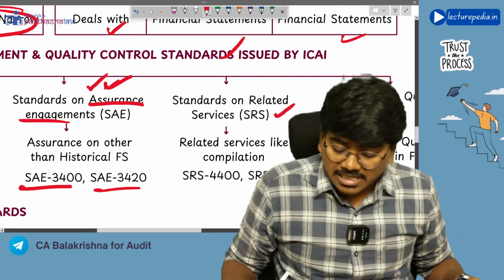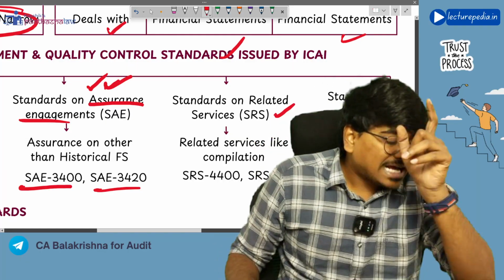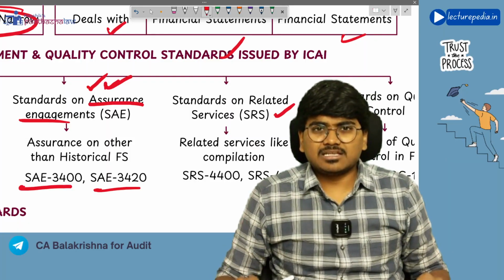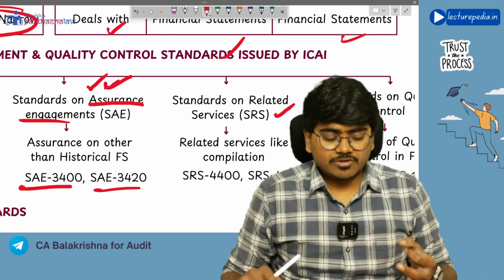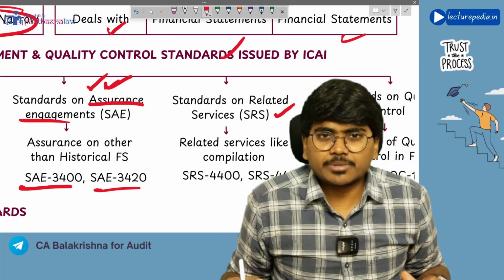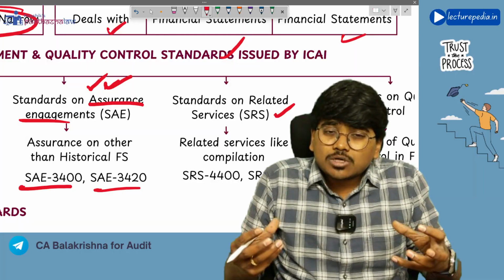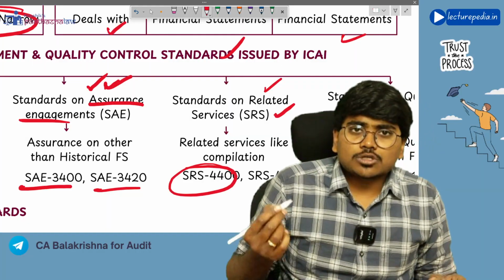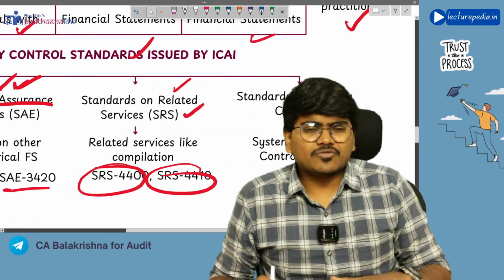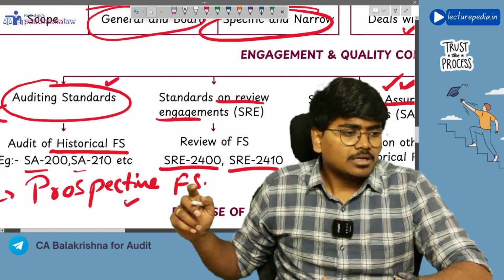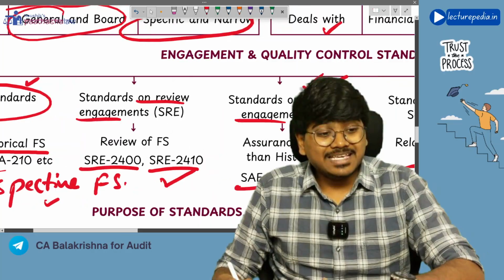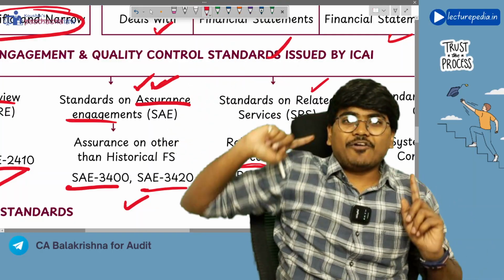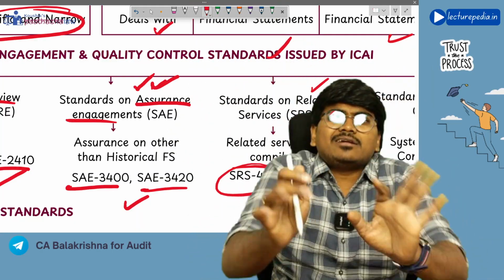Next, standard on related services. See, apart from accepting the assurance engagement, the auditor will also accept related services like consultancy services or income tax return preparation services or compilation of financial statements. All these the auditor will also accept. So in those situations, standard on related services should be applied. SRS 4400, SRS 4014, these are some of the examples. Basically, all these standards are there. This SRE series, SAE series, and SRS series, all these 3 series we will discuss at our final level. At our inter level, we only have standards on auditing.